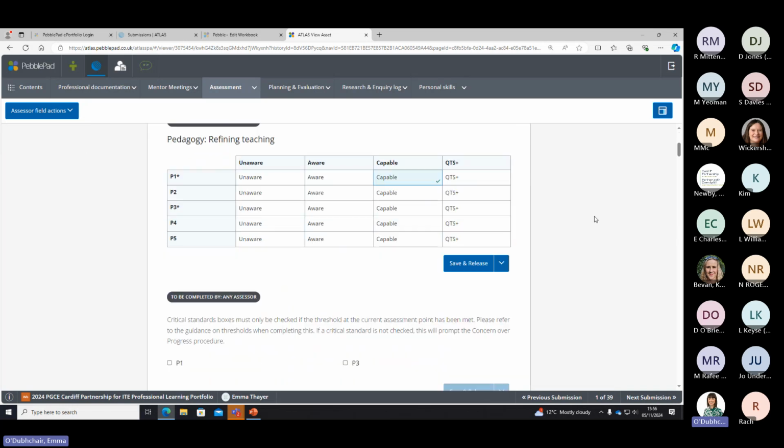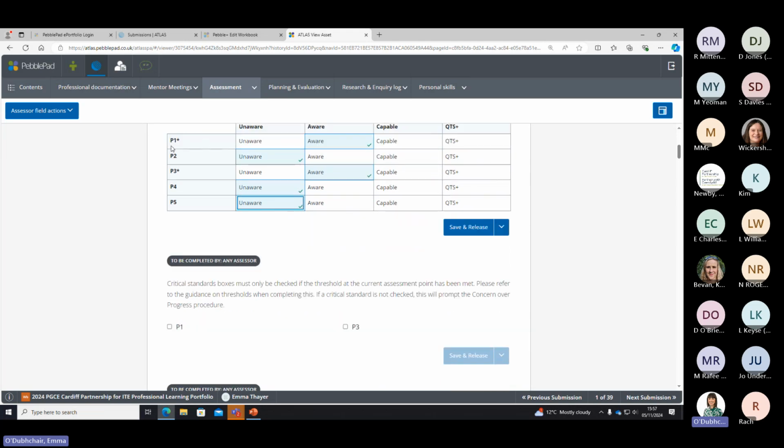So what you've got then are a series of rubrics that takes you all the way through the standards, where you are able to make your judgments. As Sian said, at this stage, it's probably going to be a mixture of aware and unaware, and that's absolutely fine. You can see for this bank, we've got little asterisks that indicate the critical elements of the standards.